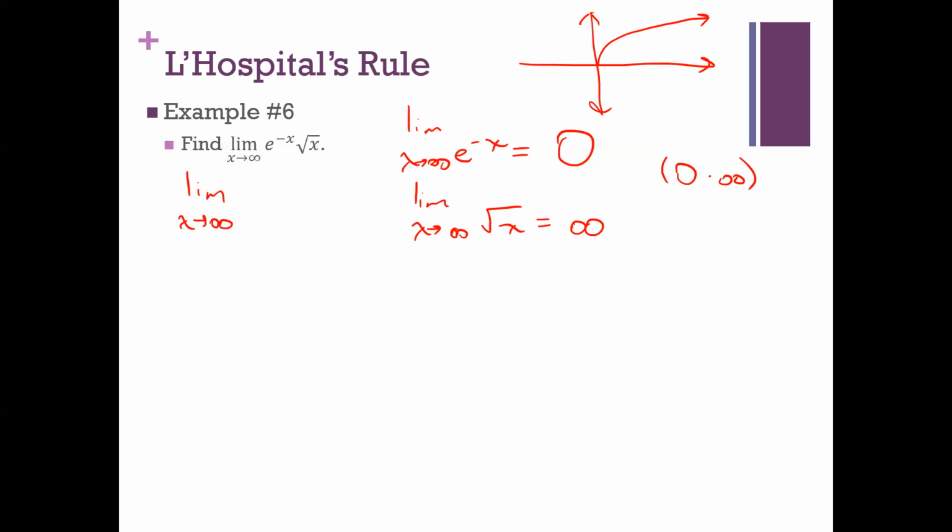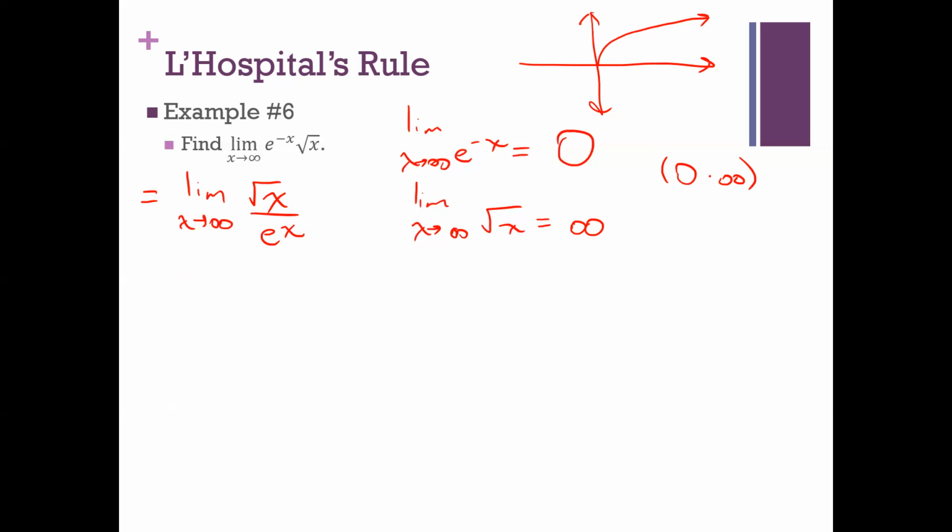Yeah. We can put e to the positive x as the denominator. So this is the same thing as radical x over e to the x. Is this a form that L'Hopital's rule can deal with? Yep. As x gets very, very large, radical x will get very, very large, and e to the x will get very, very large.